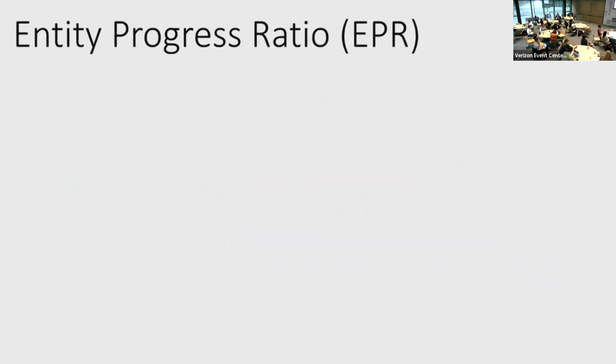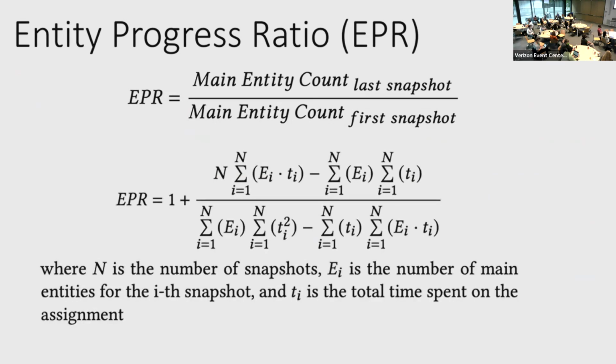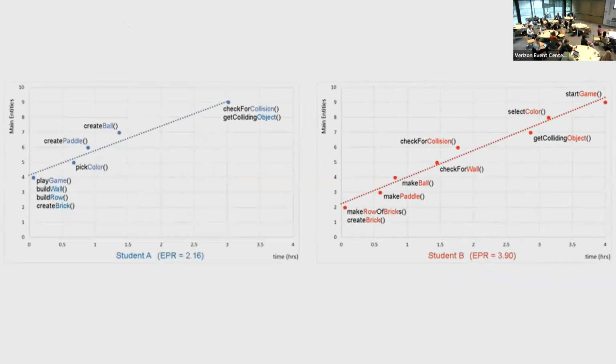To quantify the student's ability to introduce early the main entities found in their final submission, we define the entity progress ratio, EPR, as the ratio of main entities in the last snapshot over the main entities in the first snapshot. Using linear regression fitted values, the mathematical expression for EPR becomes this one. From the formula, we calculate the EPR for the particular student. We do the same for another student. Although no one used a top-down or a bottom-up approach, EPR allows us to compare them. Student A has a broader view of the problem than student B, who focuses on a single subtask at a time.